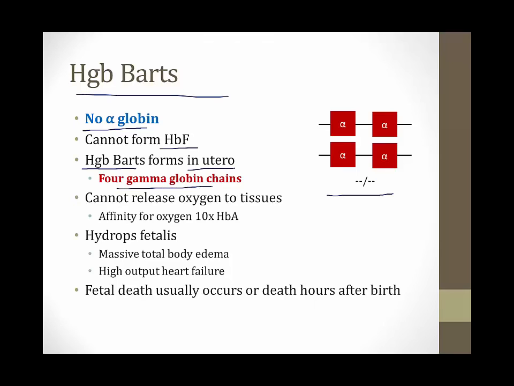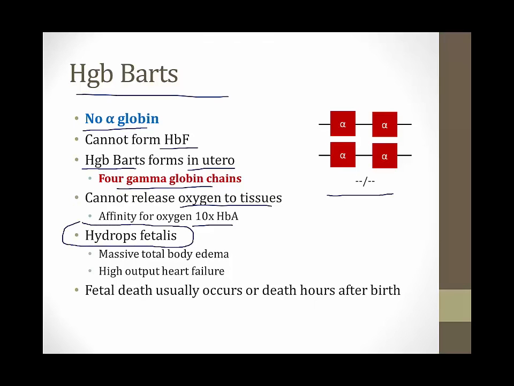It forms in utero. It's an abnormal type of hemoglobin, and it cannot release oxygen to tissues. It has a very high affinity for oxygen, 10 times greater than hemoglobin A, so oxygen will bind but not be delivered to tissues. As a result, a condition will develop in utero called hydrops fetalis.